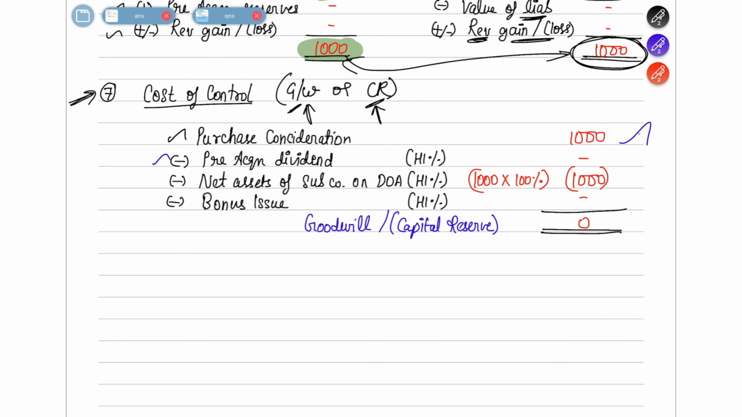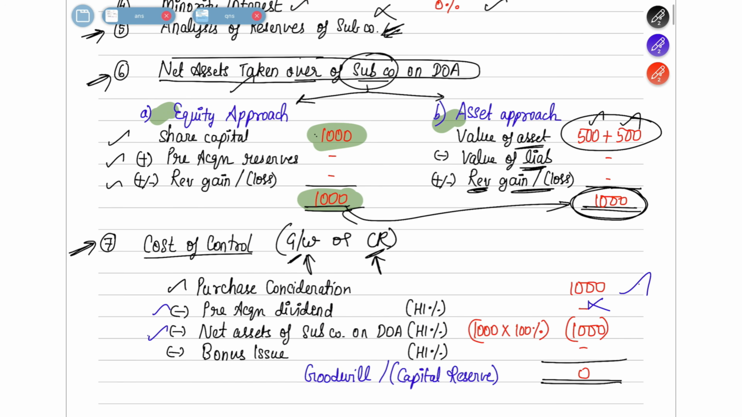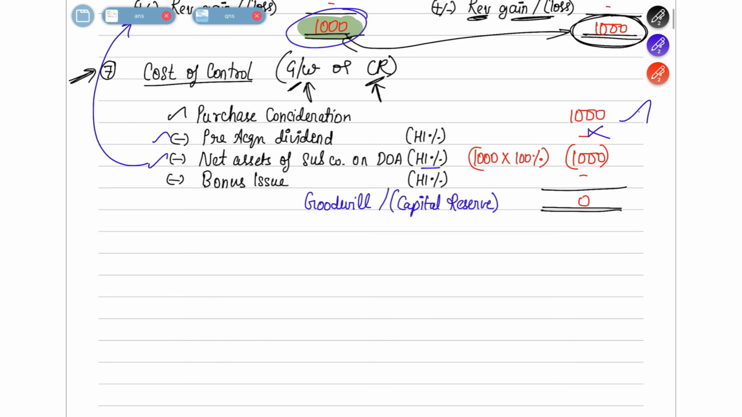Then, was there any pre-acquisition dividend information given in the question? The answer is no. Then next you have to deduct the net assets of the subsidiary company on the date of acquisition. That is what we found in the last step, which is 1000. And you have to deduct only the holding interest percentage. So 1000 rupees is the net assets of the subsidiary company, and in that 100% is our share. So 1000 at 100% is again 1000.